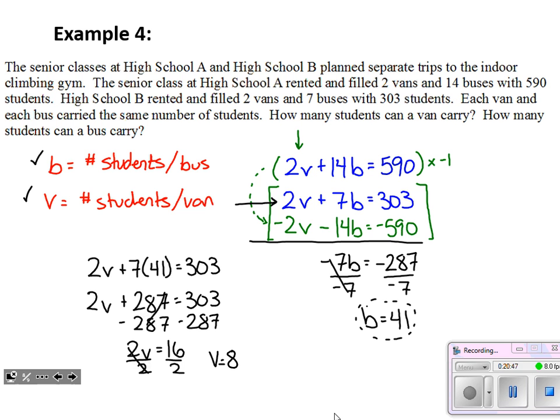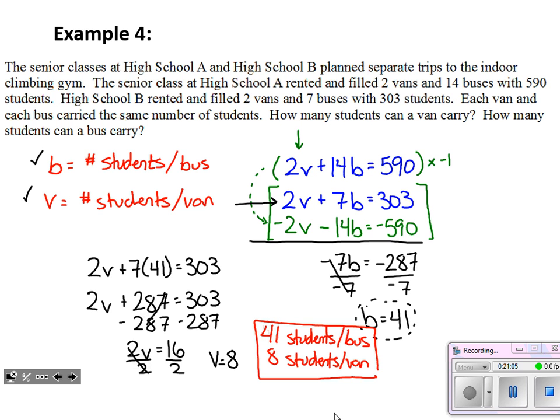All right, so to ultimately answer the question, 41 students per bus and 8 students per van. Now, whoever's reading this work knows when I found 41 and I found 8, exactly what those numbers mean in this situation. All right, so there you have it.